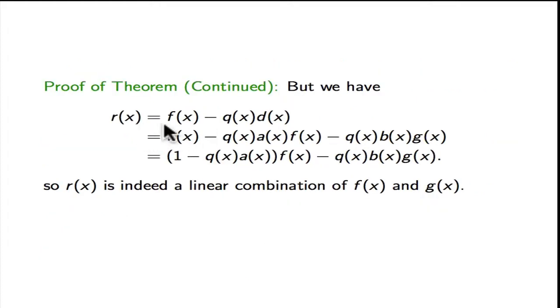So we write r of x as f of x minus q of x d of x, and now we use that d of x is a of x times f of x plus b of x times g of x to get this line, and now we rearrange to get that r of x is 1 minus q of x a of x times f of x minus q of x b of x times g of x. So r of x is indeed a linear combination of f and g, and the proof is complete.